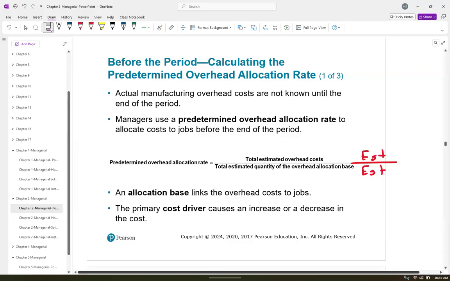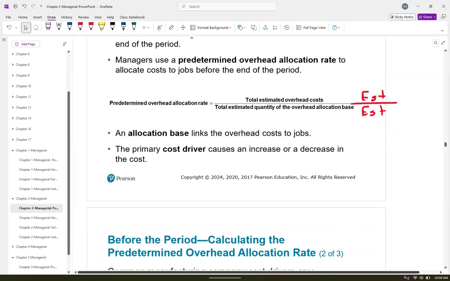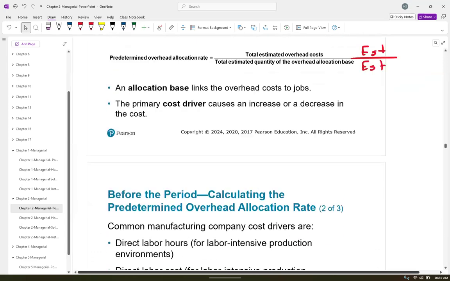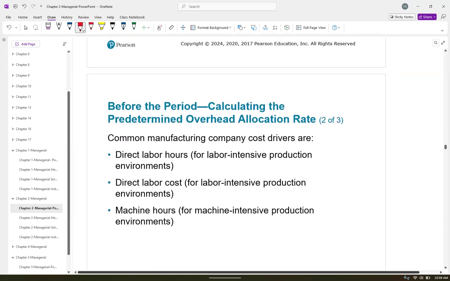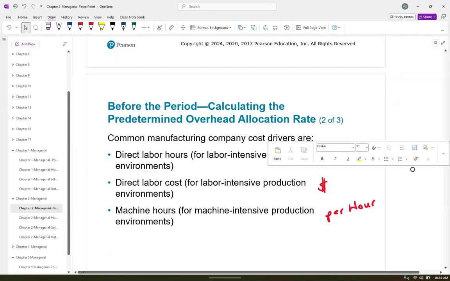Our allocation base can be many different things. Let's see if they talk about that. Here it is. It can be many different things. We could base it on direct labor hours. We can base it on the direct labor costs. That would be the dollars. This would be a per hour. Machine hours. That would be a per hour number as well. And that's how we would apply it.